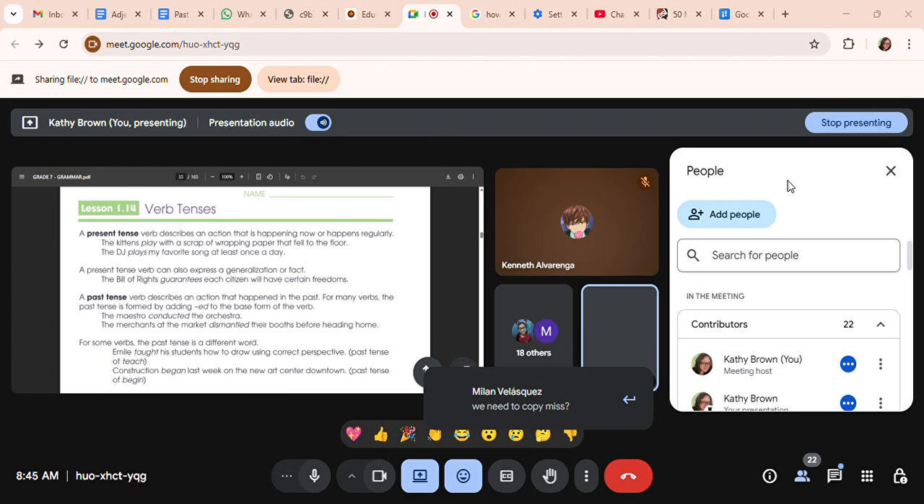For some verbs, the past tense is a different word, or it spells completely differently, like this. Emil taught his students how to draw using correct perspective. So past tense of teach is taught. And I will be giving you a list of irregular verbs that you need to know. Construction began last week on the new art center downtown. And so began is the past tense of begin. It's not teached. It's taught and began.